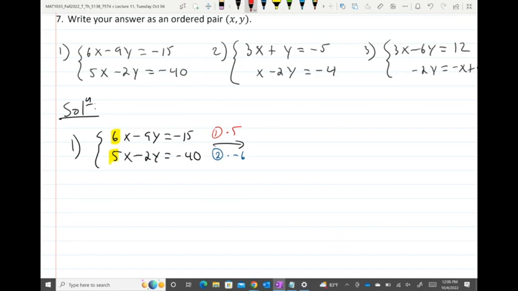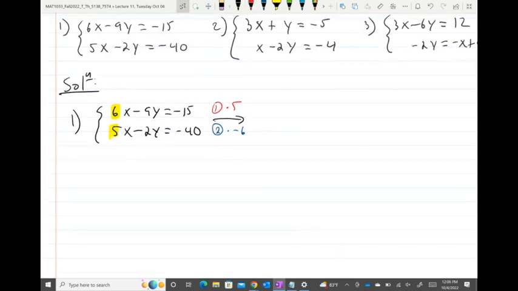Okay, so let's do it. So what's the first equation? What's my new first equation? 30x minus 45y equals negative 45. So it will be 25, so negative 75, right? 15 times 5 is 75. 25 carry 2, 5. Okay, so that's my new first equation.